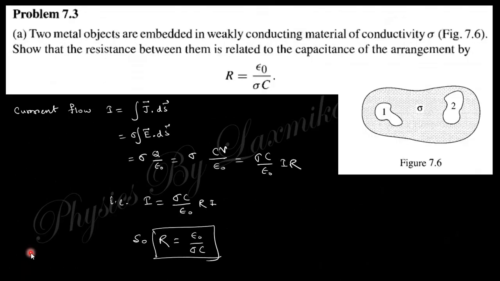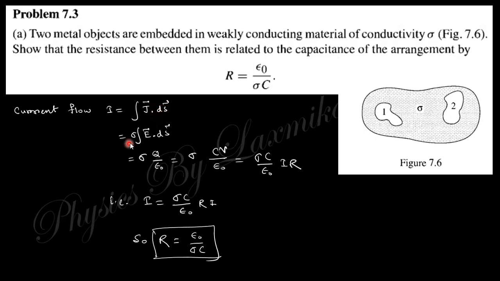Next one. Two metal objects are embedded in weakly conducting material of conductivity sigma. These two metals are connected by this conducting material sigma. So the resistance between them is related to the capacitance like this. You know current I equals the integral of J dot ds. J is the volume current density, I is the linear current.